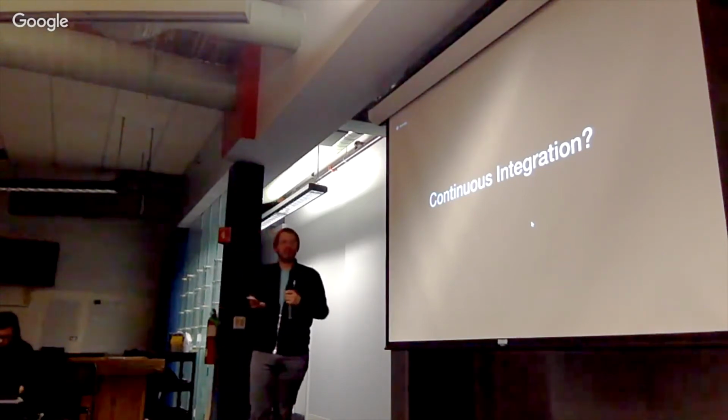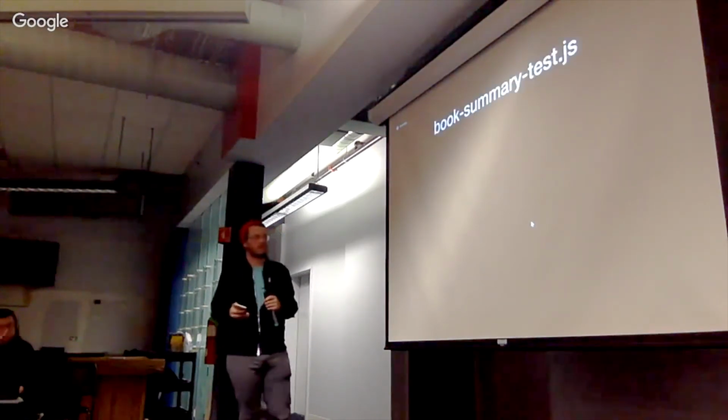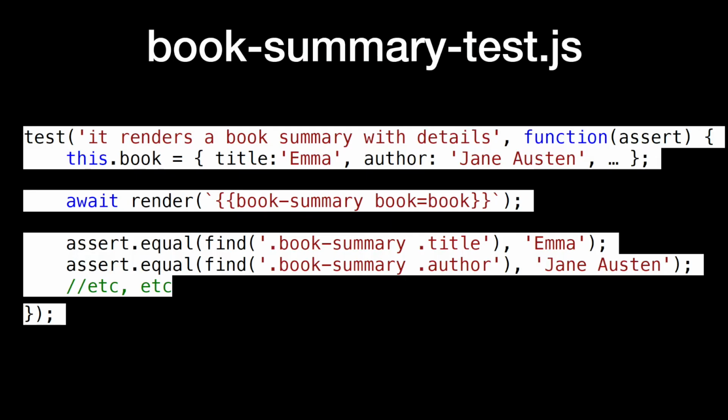So if we were to write a test for this book summary component, what might it look like? Again, I'm referencing the Ember.js framework, and specifically the QUnit testing framework here. The other frameworks are going to offer similar tools and features. But I have on the screen right now a little code block of what this test might look like. We start off by naming it, and I just named it, it renders a book summary with details. Then let's break it down. There's only 4 lines of code in here.